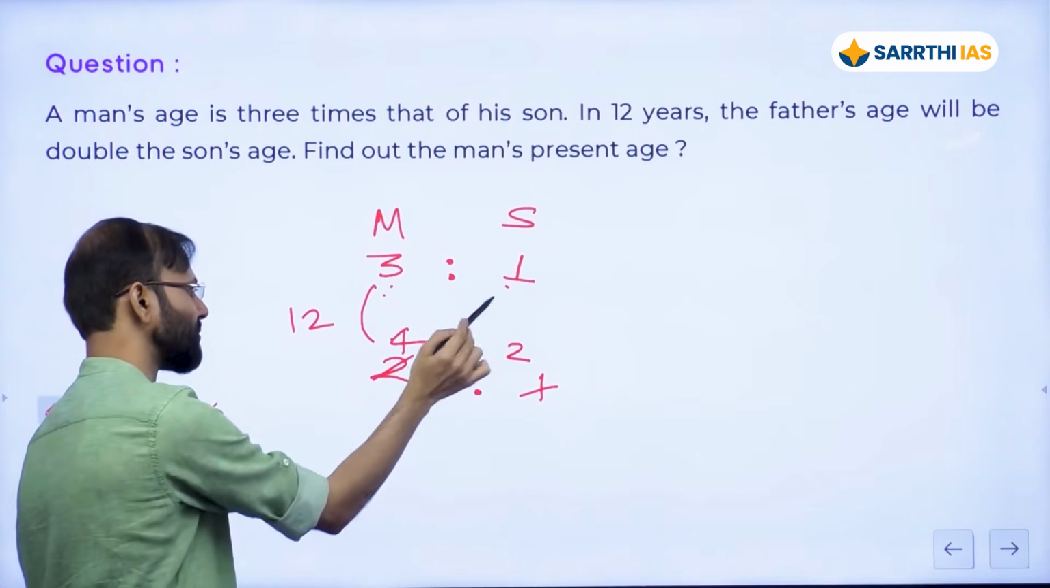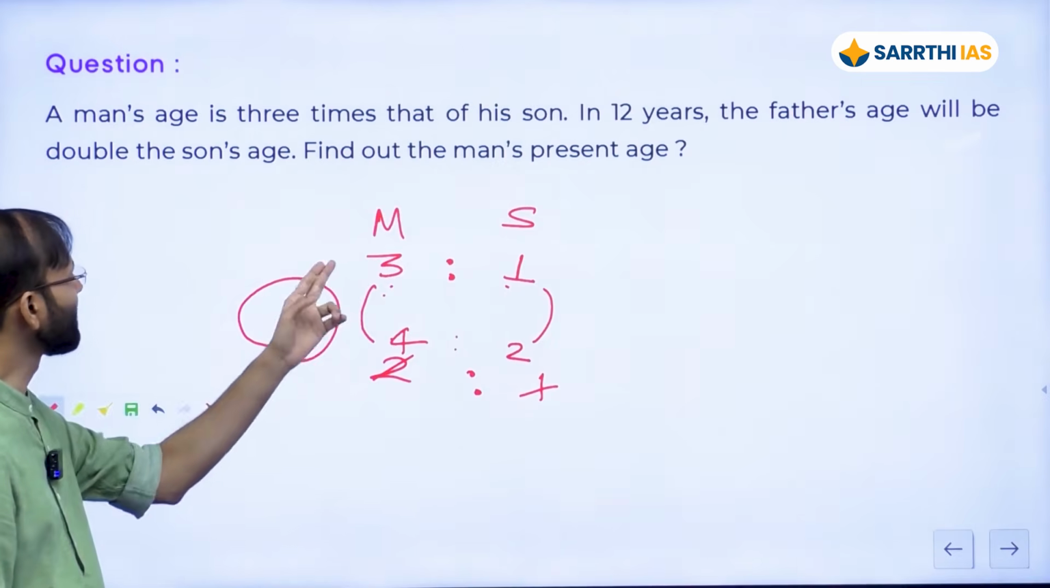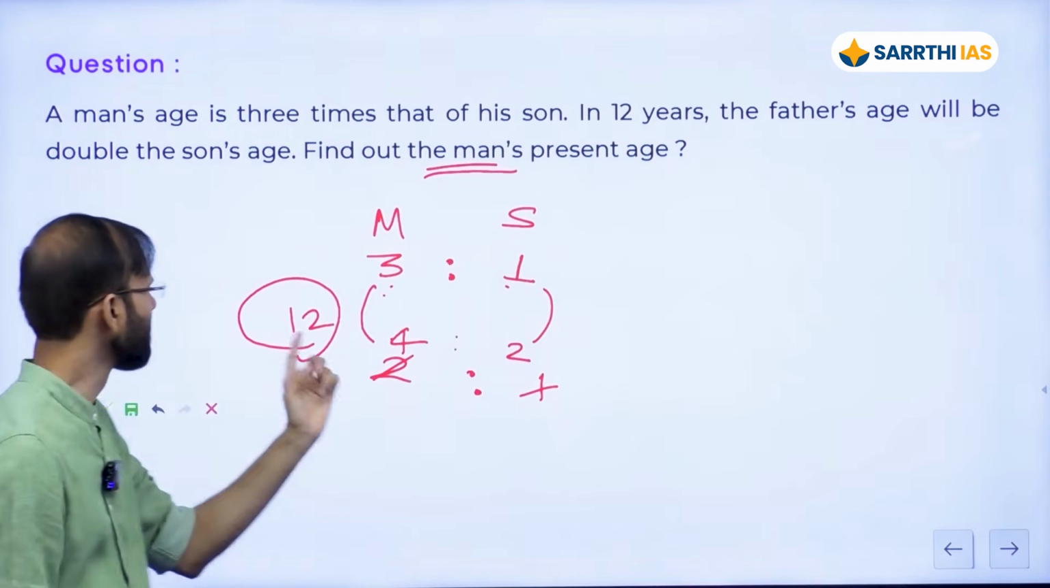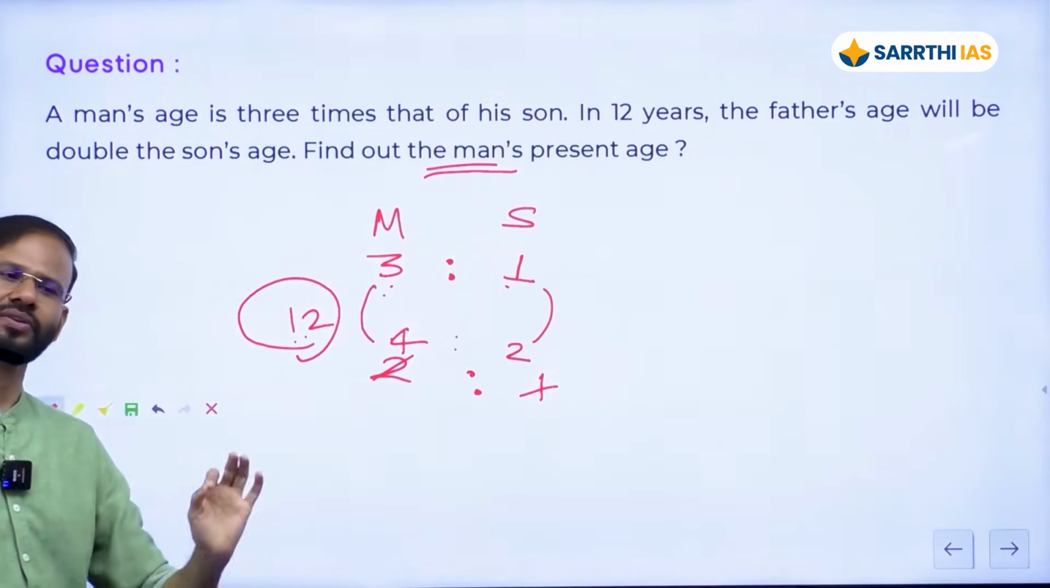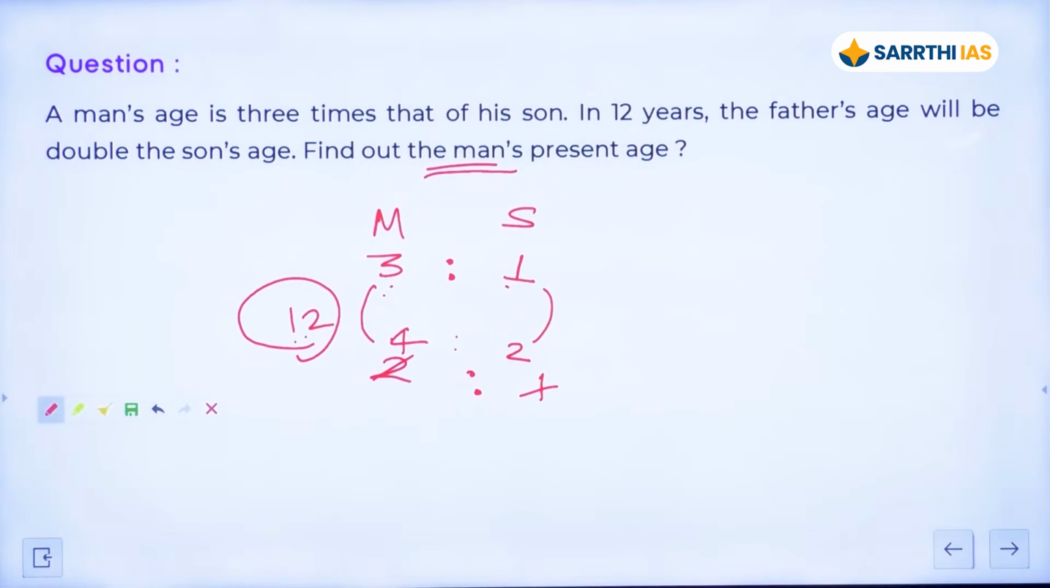So 3 to 4, 1 to 2. In how many years? 12 years. So interval size will be 12. Now the man's present age: 12 into 3, the answer is 36. Guys, clear? Right? Okay.